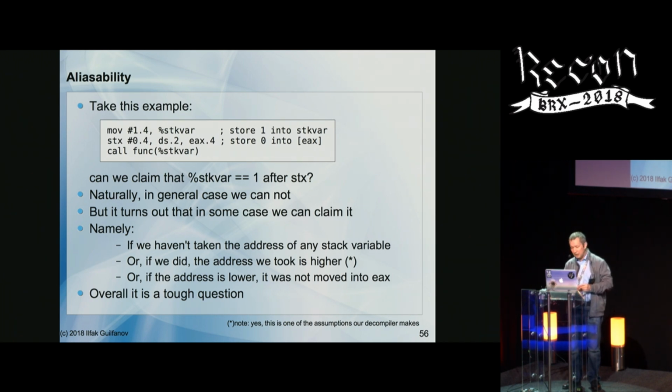But in some cases, we can claim that we know that it's still equal to 1. For example, if you haven't taken the address of any stack variable, we can consider that the stack frame cannot be referenced indirectly. If you talk about handcrafted assembler code, this assumption does not hold, of course, because in assembler you can abuse any assumption. But since we decided that handcrafted code is out of reach for us, we will focus on the compiler-generated code, and therefore we can take such an assumption.